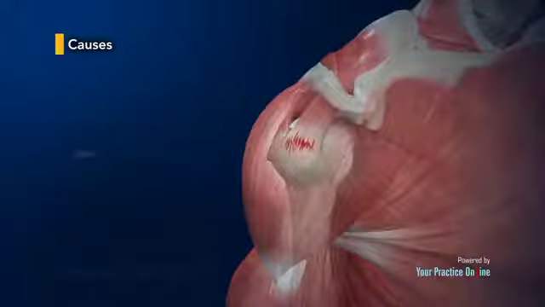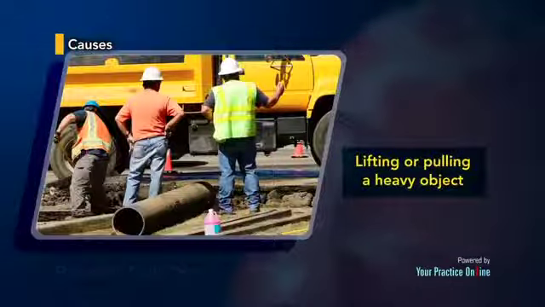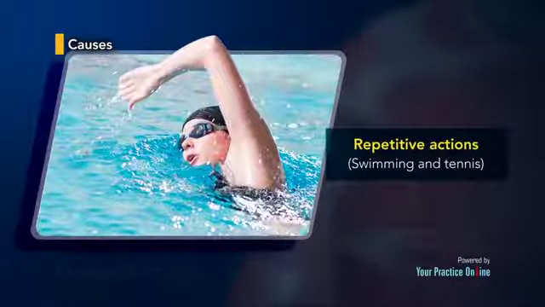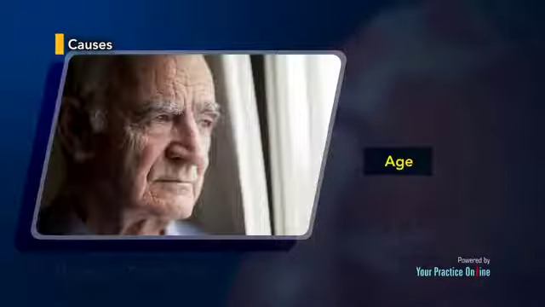Rotator cuff tears commonly occur from the following: falling forward on an outstretched hand, lifting or pulling a heavy object, repetitive actions, especially those involving overhead hand movements, such as swimming and tennis, bone spurs, and overgrowth of the shoulder bone. Age: degenerative changes over time can lead to a rotator cuff tear.